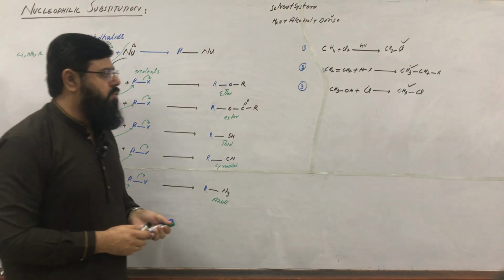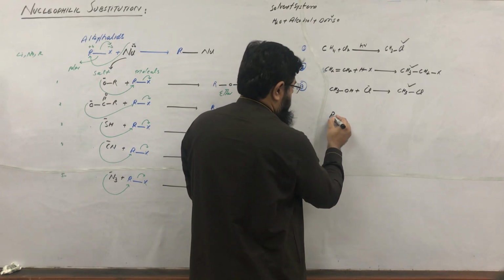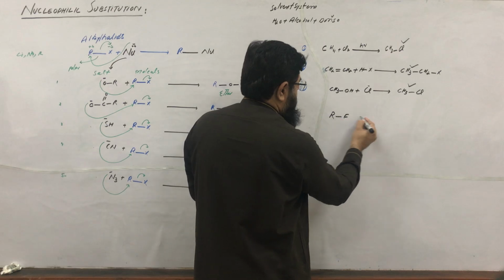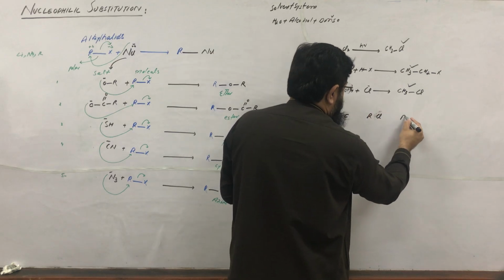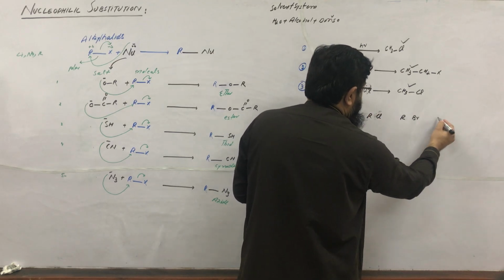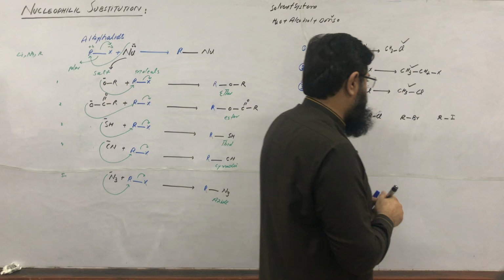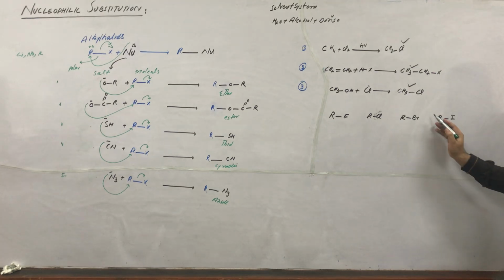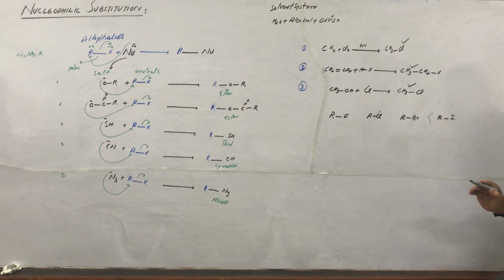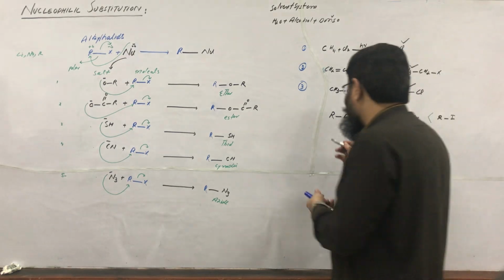Now we are going to talk about the reactivity of alkyl halides. We can start from alkyl fluoride, alkyl chloride, alkyl bromide, and alkyl iodide. Which one of these alkyl halides is most reactive? The most reactive is alkyl iodide, then alkyl bromide, then alkyl chloride, and the least reactive is alkyl fluoride.